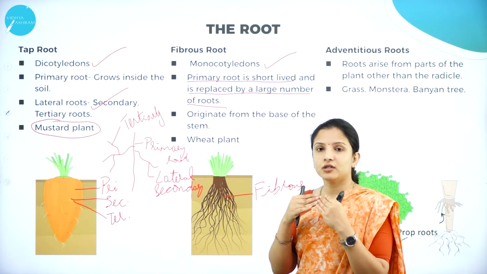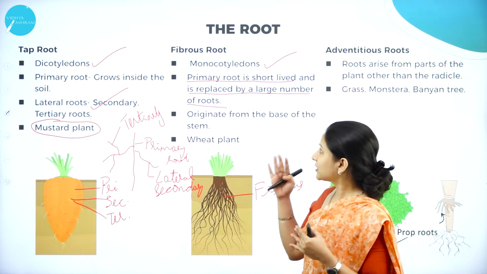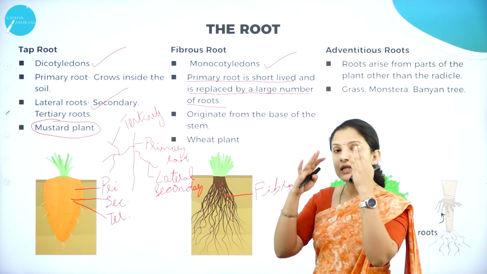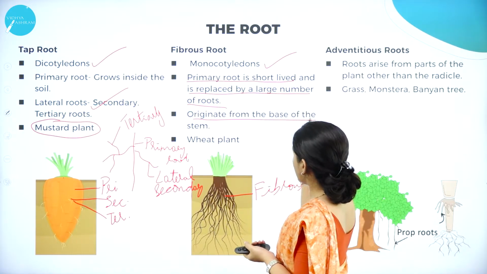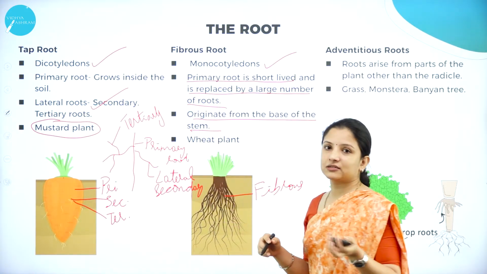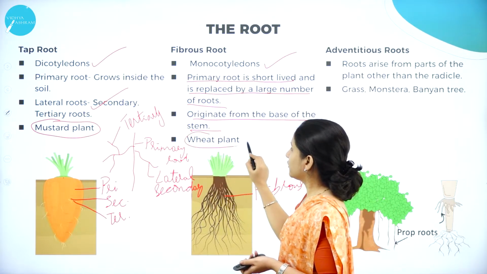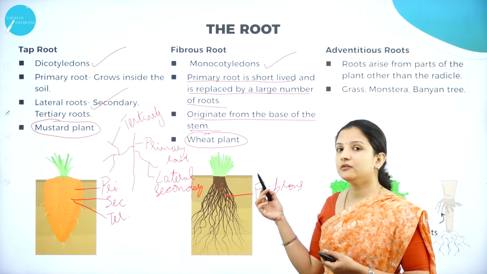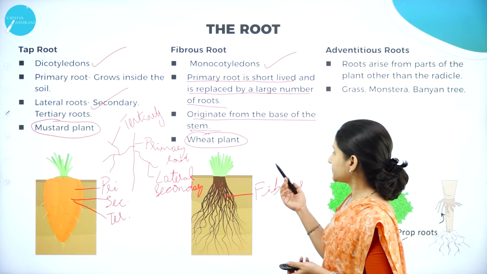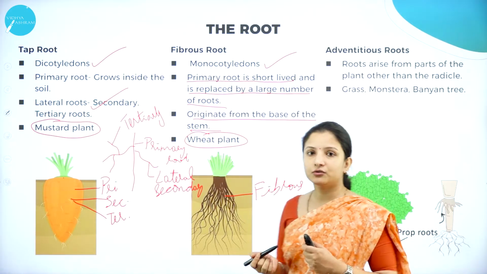So from the collar region the roots would arise, but in the case of fibrous root system, the roots arise directly from the stem itself. So they originate from the base of the stem. The best example is the wheat plant, because wheat is a monocot. Your wheat plant is one of the best examples for a fibrous root system. So this is fibrous root system.